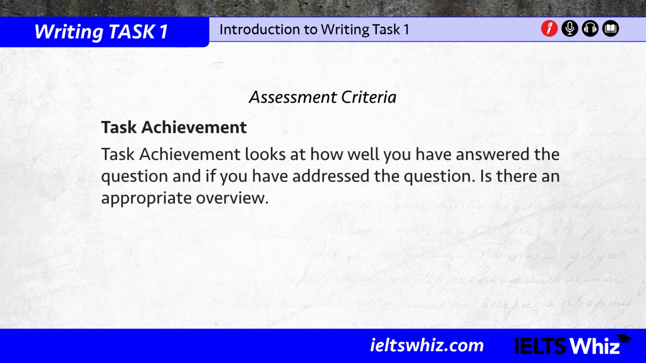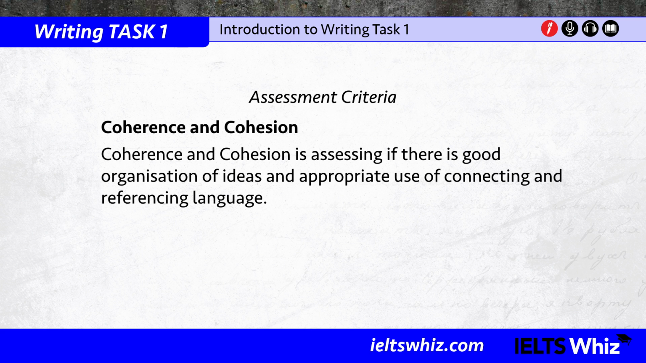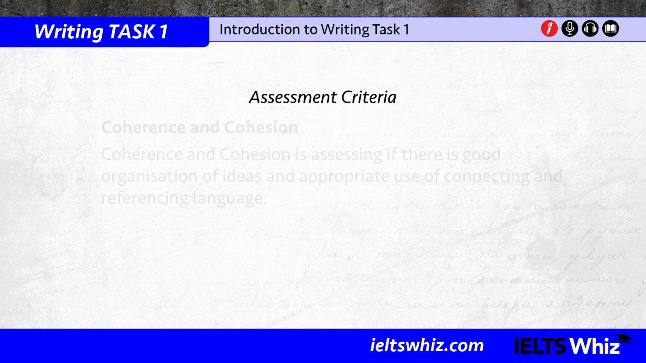Task achievement looks at how well you've answered the question and if you have addressed the question. Is there an appropriate overview? Coherence and cohesion is assessing if there is good organization of ideas and appropriate use of connecting and referencing language.